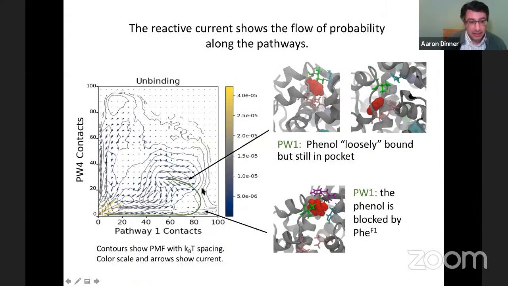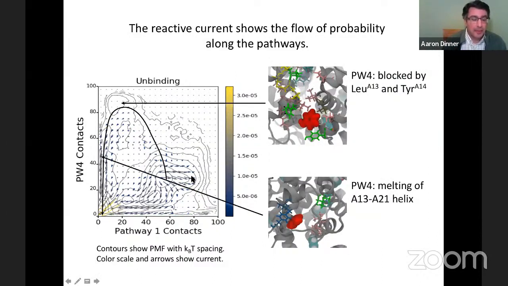Then we can calculate the currents along pathway 1. In essence, what happens is we loop out in this space following these arrows. We can look at the structures at key landmarks along there and see what's blocking the way for the phenol, and then eventually we loop back in to 0, 0. And I should say, with channel closed, you have a somewhat larger loop than with the channel open, and that's just because you're able to make more protein contacts when things are a little bit closer in.